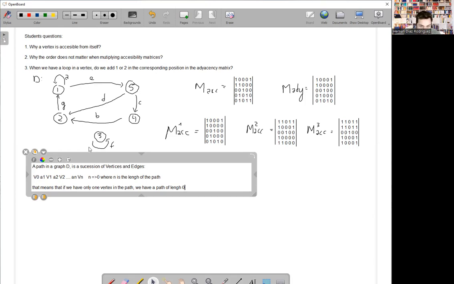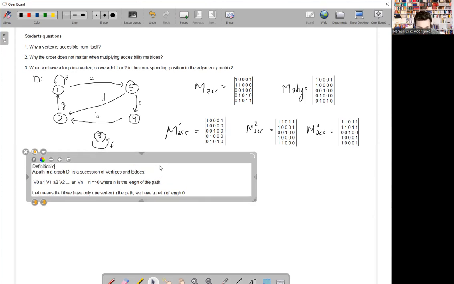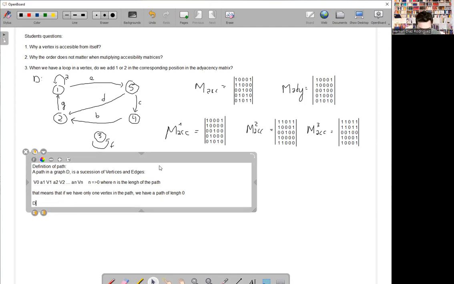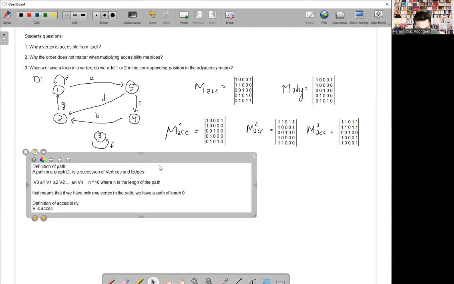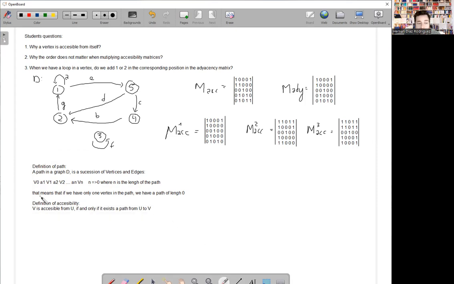And then the second point is the definition of accessibility. So a vertex is accessible from another one, let's call it U, if and only if there exists a path from U to B. So in this case, you can see how a vertex is always accessible from itself, because there is a path of length 0 from a vertex to itself. Even if there is no loop, a vertex is always accessible from itself.